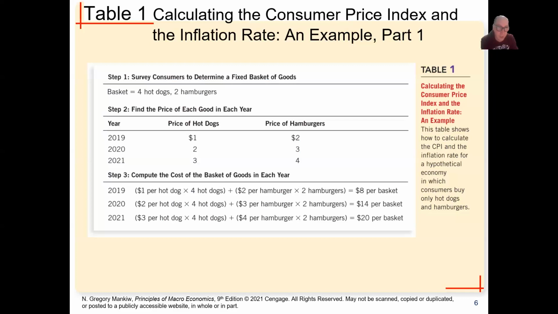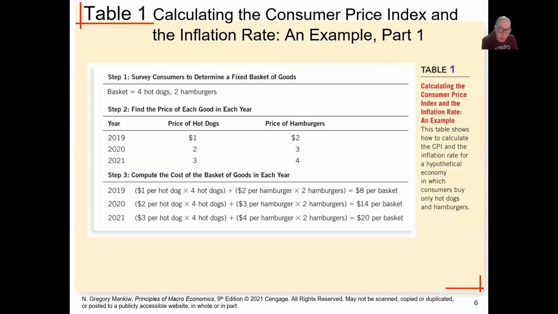So now that we have the range of data, we go to calculate the cost for the goods that we have available for each year. In each year, we have 4 hot dogs and 2 hamburgers, so we apply the cost accordingly. We take the price in that year and multiply that by the number of units. For hot dogs, it's $1 times 4 of them, so that would be 4. And hamburgers was $2, and then we have 2 of them, so that would also be 4. Then we add 4 plus 4, and we get $8 per basket in 2019.